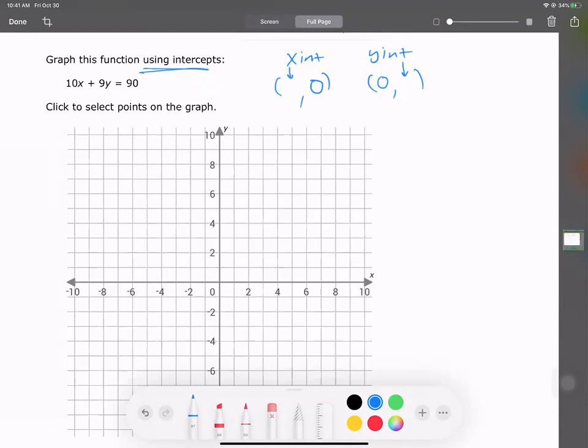We're going to do our first example, solving for our x-intercept. 10x plus 9y equals 90. But hey, what is y? We said that's going to be 0, right? So we're left with 10x equals 90. Come on, you can do that in your head, right? X is just 9.